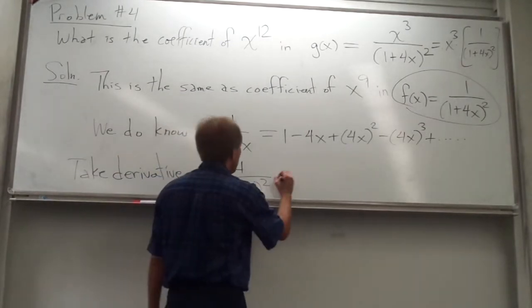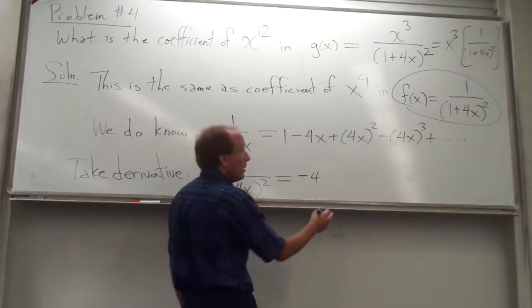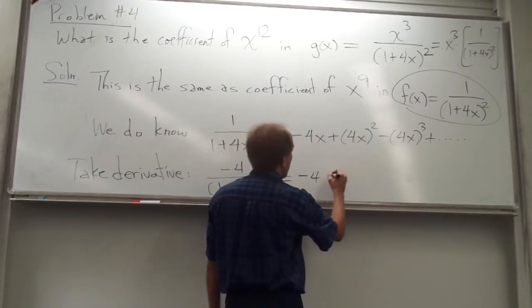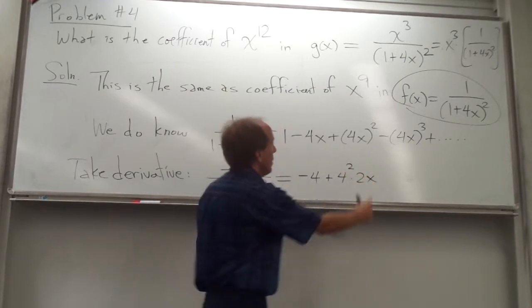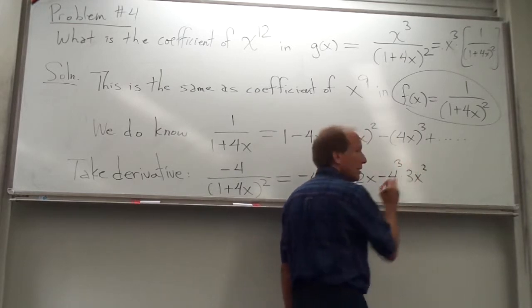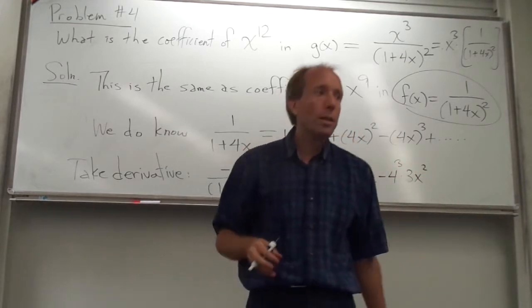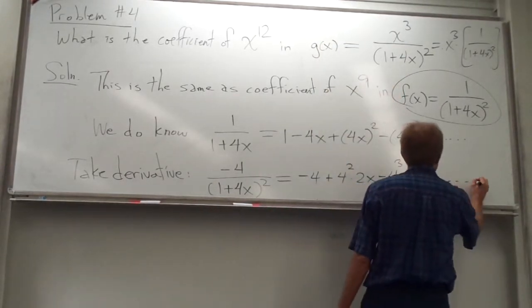And that is equal to, I take the derivative of both sides. So I have negative 4 here. On this one, I'm going to write it as actually 4 squared times 2x. And here I'm going to write minus 4 cubed times 3x squared. See, I don't like to simplify the constants because I like to see the patterns better. And so on and so forth, right?